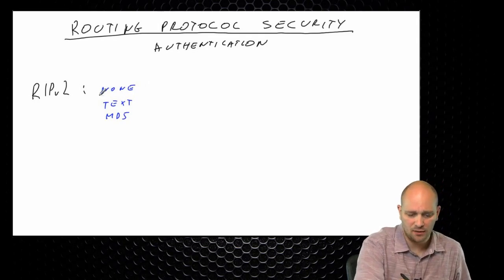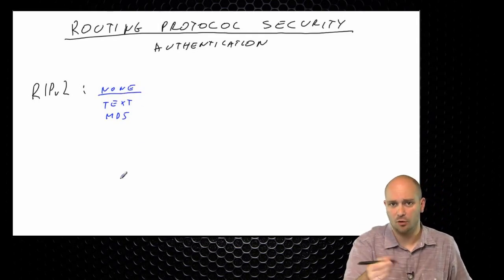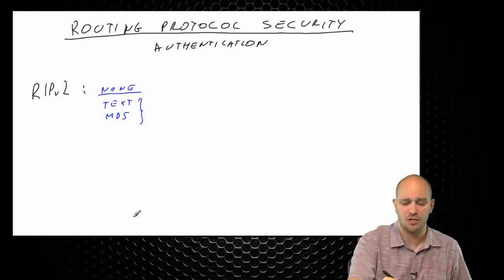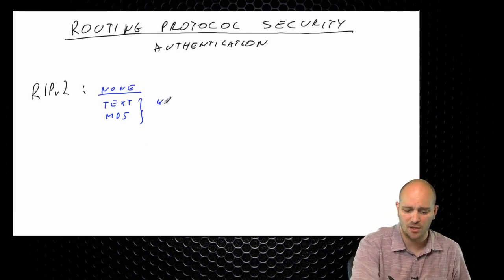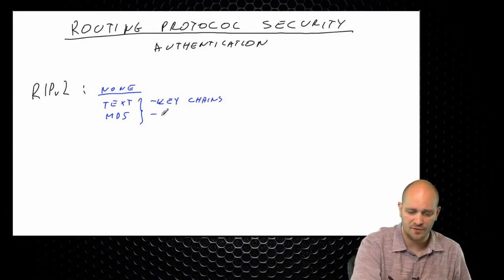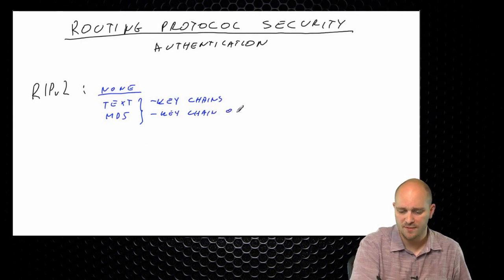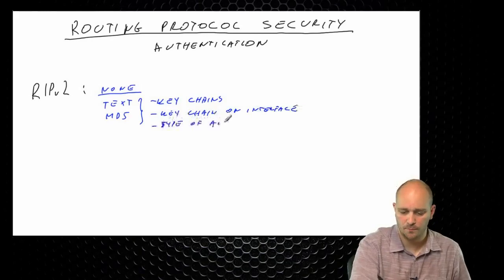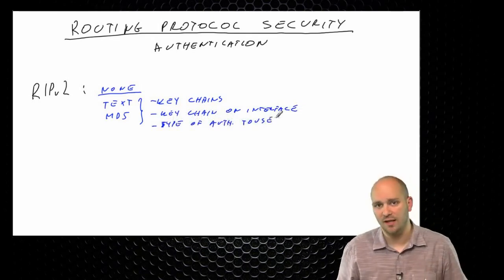Now, none is easily done. It is always configured. It's when you don't use the authentication. For the text and MD5 authentication, I should point out that you are expected here to create the keychains and then reference the keychain on the interface. And finally, specify the type of authentication to use. Okay, so this should be relatively straightforward.